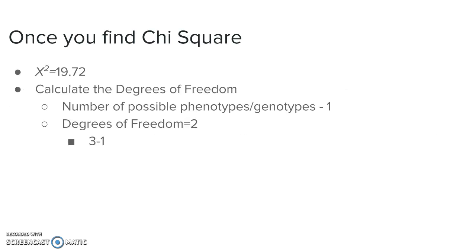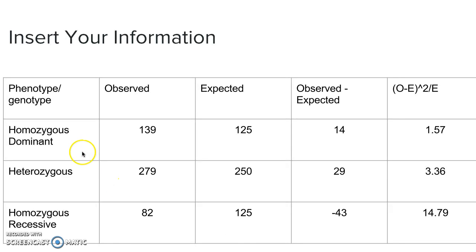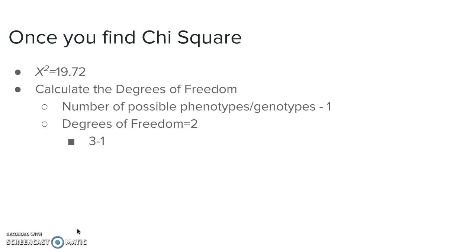Alright, once you find the chi-squared, you're not finished with the problem. The next step is calculating the degrees of freedom. To calculate the degrees of freedom, you basically take the number of possible genotypes and subtract 1. Since there was homozygous dominant, heterozygous, and homozygous recessive, you have 3 options, and you would subtract 1 from that to get 2. So the degrees of freedom would be 2.